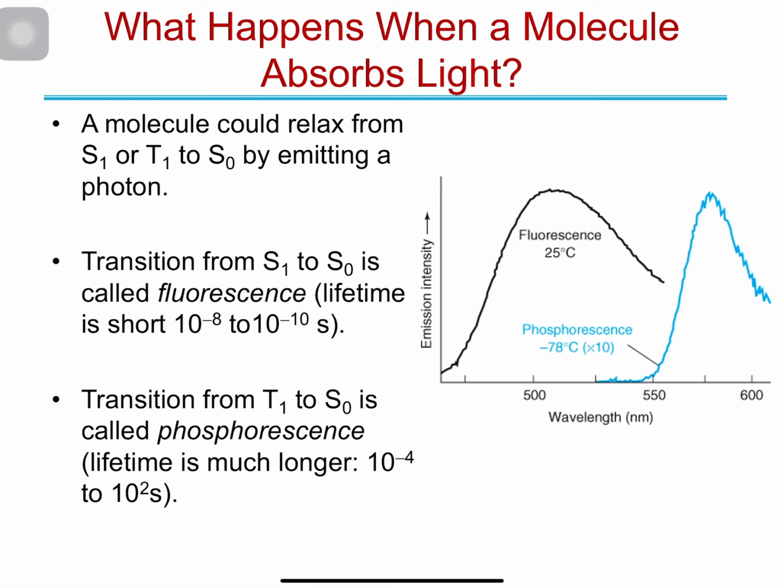So as we said, the molecules relax from S1 or T1 to S node. That happens by emitting a photon, but it has to be from the lowest energy vibrational level of S1 or T1 to the lowest energy level of S node. The transition from S1 to S node is called fluorescence. The lifetime is quite short. The transition from T1 to S node is called phosphorescence. The lifetime is much longer.